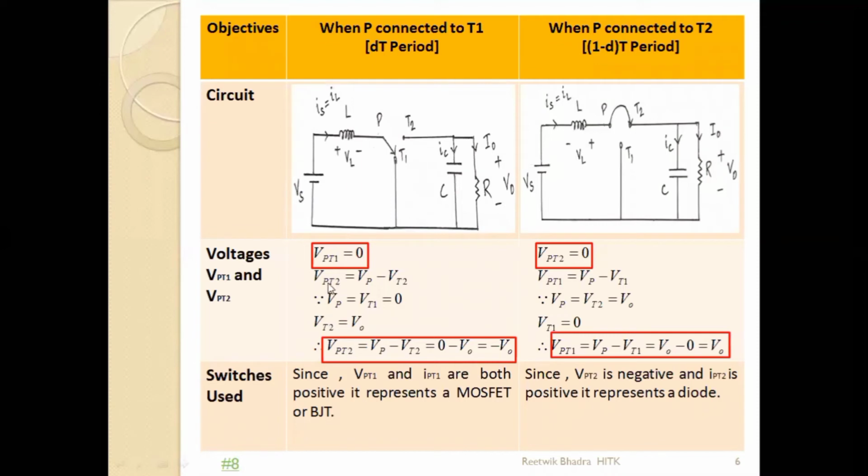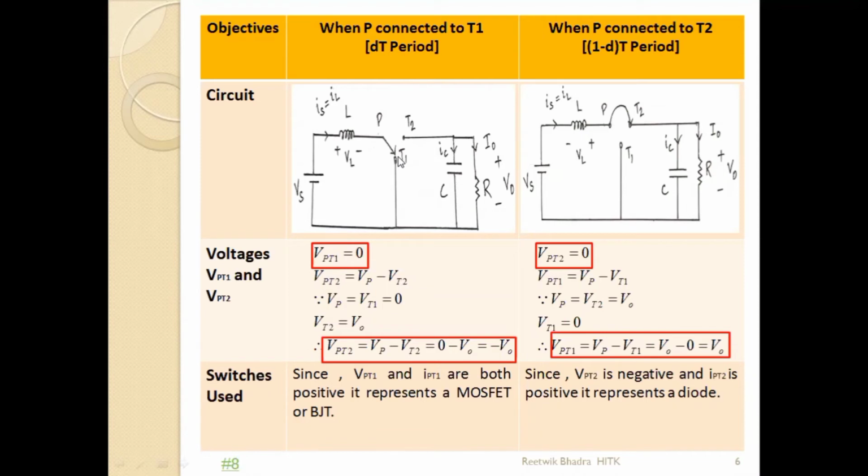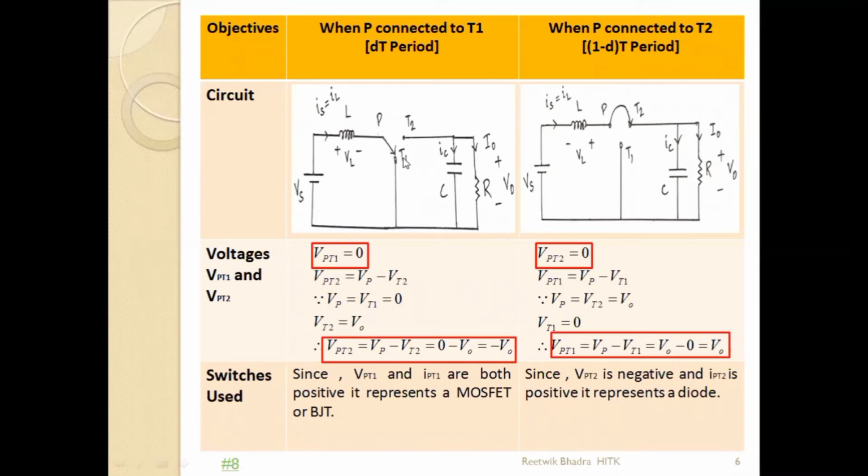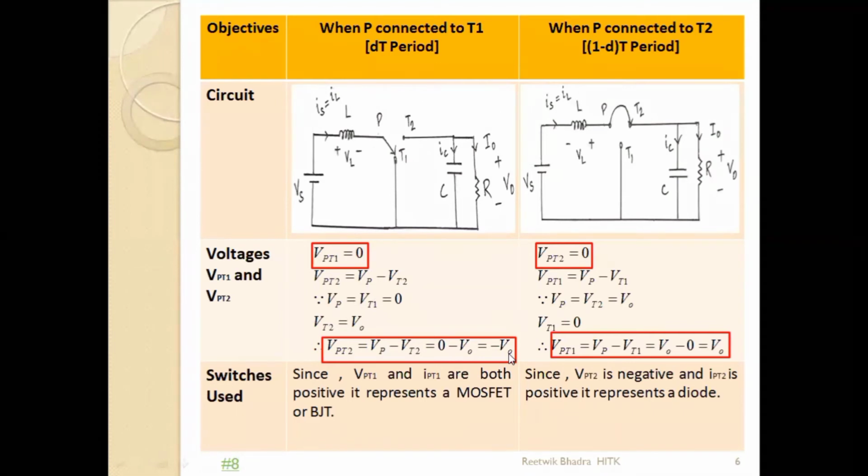Now what is VPT2? You can write VP minus VT2. P and T1 are shorted, whereas T1 is connected to ground. So can I say VT1 is 0? Similarly, VP is equal to 0. So VP minus VT1 will anyhow come out to be 0. So VP is 0 and VT2 is V0. So substitute this in this equation. VP is replaced by 0, VT2 is replaced by V0. So it comes out to be minus V0.